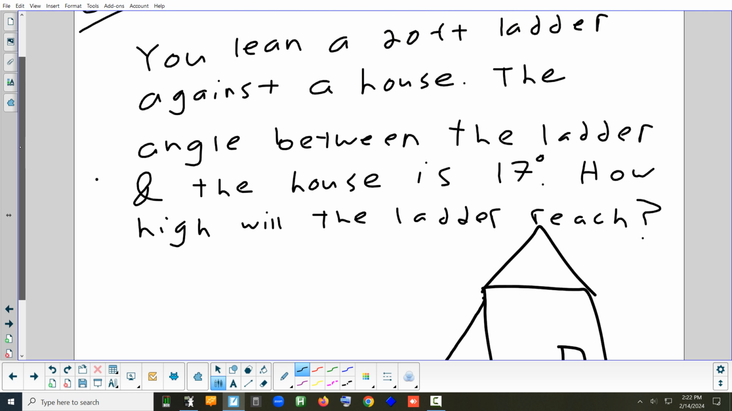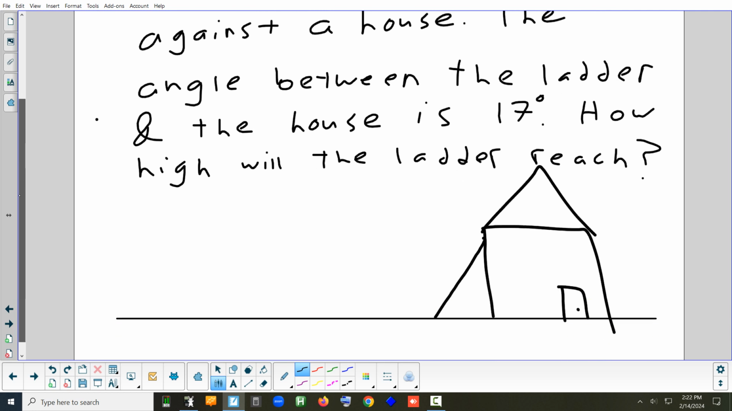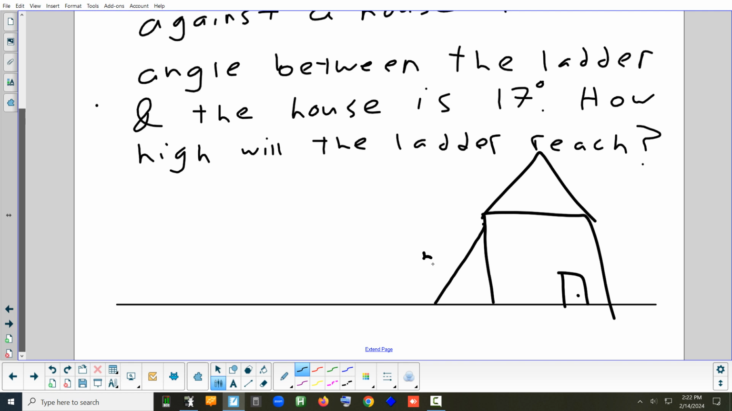What can I label? The 20 feet of the ladder. Yeah, the ladder is 20 feet. You've got 90 and 17. We're going to assume that the guy who built the house did a really good job and didn't build it crooked.